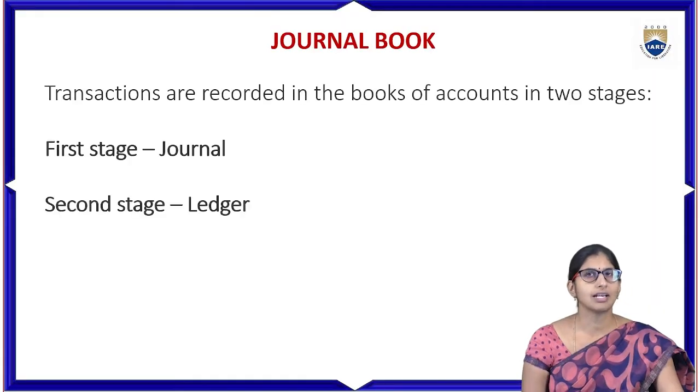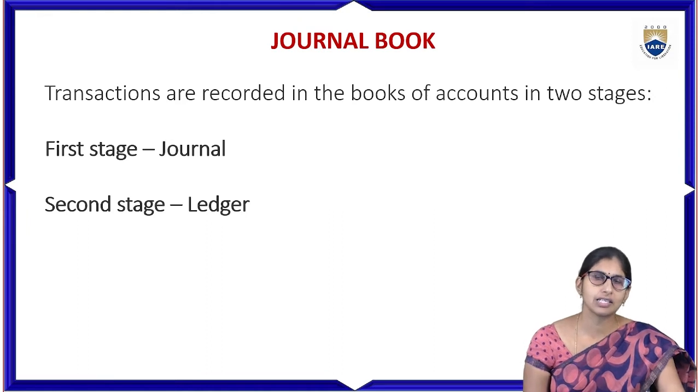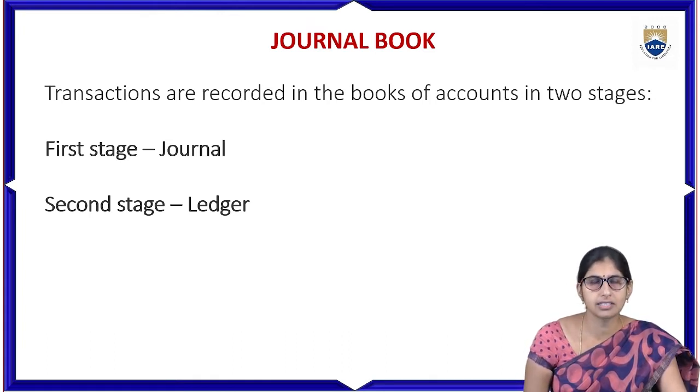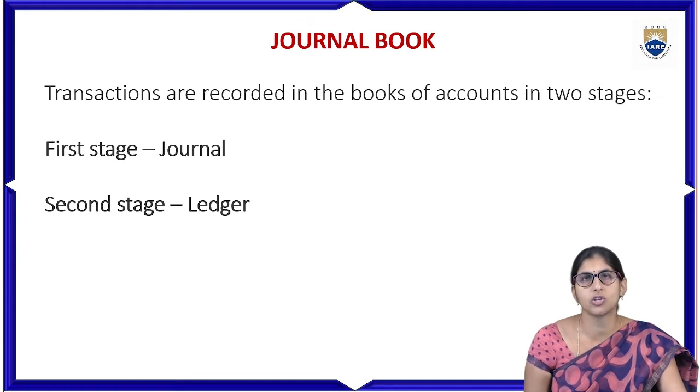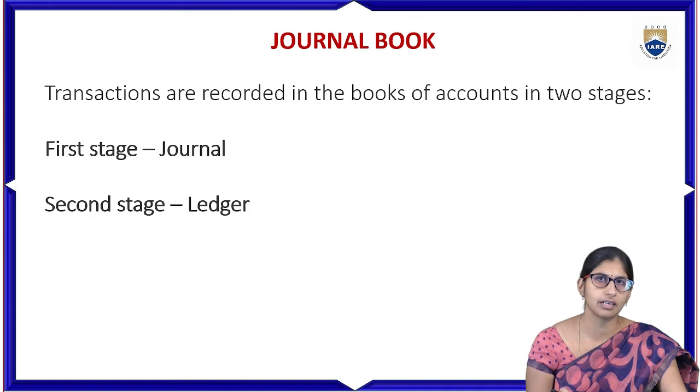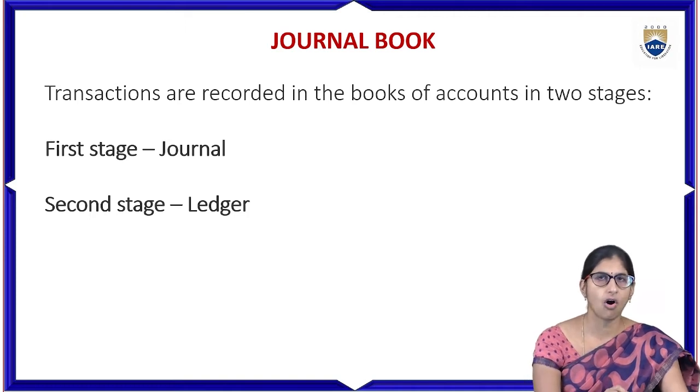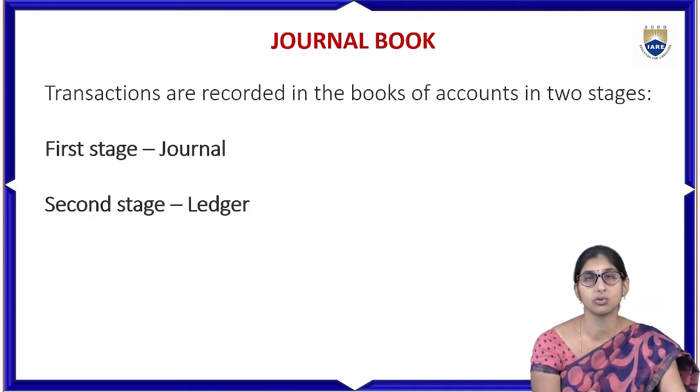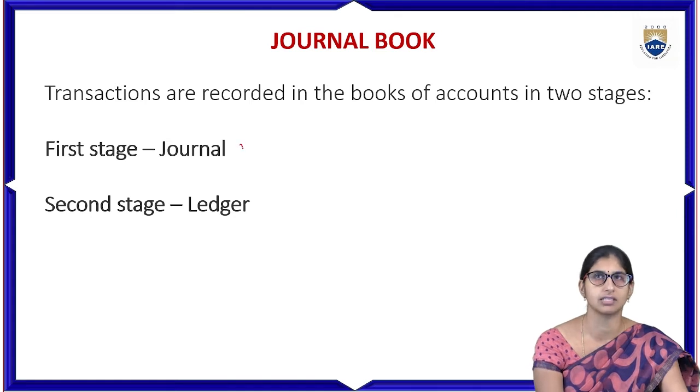A journal book is where the day-to-day activities going on in the business are recorded, and all these transactions are posted in the journal book, which we call a journal entry. Basically, we have two stages in the entry system where all the transactions are recorded. The first stage is journal and the second stage is ledger.